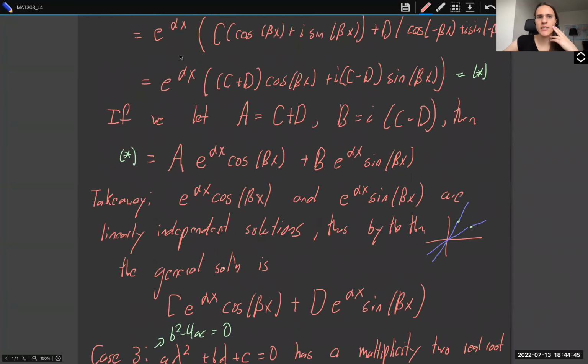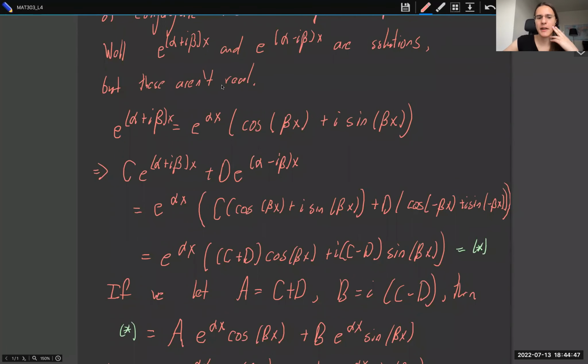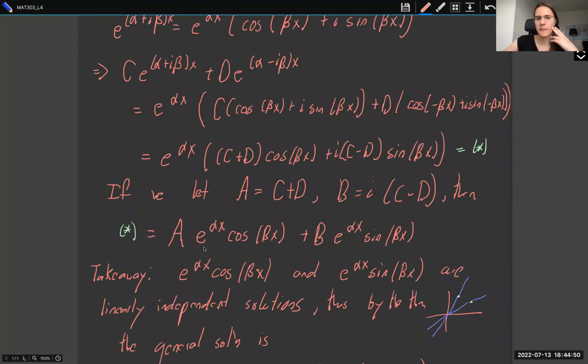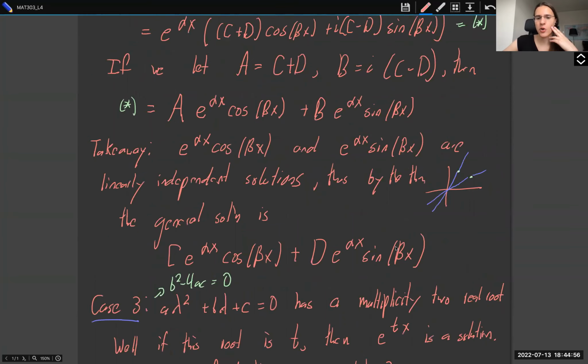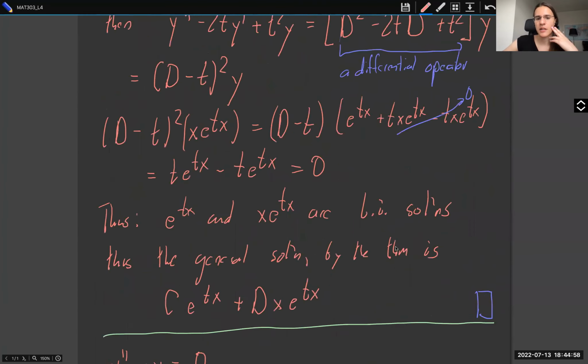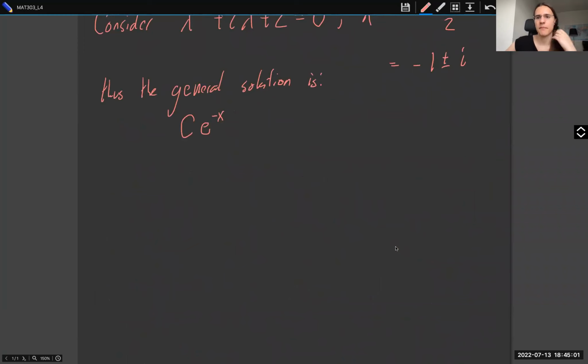So if the roots were e to the plus or minus i beta, then the solutions would be this, right? e to the alpha x cosine beta x and e to the alpha x sine beta x, right? So in our example, what does that become?